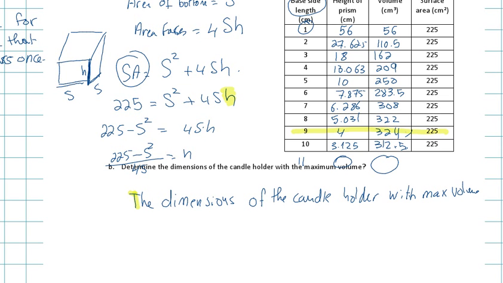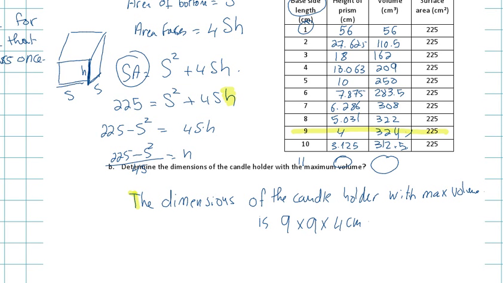are 9 by 9 by 4. Why did I write 9 twice and 4 once? Because we have two sides and one height. That's right. And 9 represents your side, your S. Look at the table of values. 4 represents the height. Okay? So I write 9 times 9 times 4.